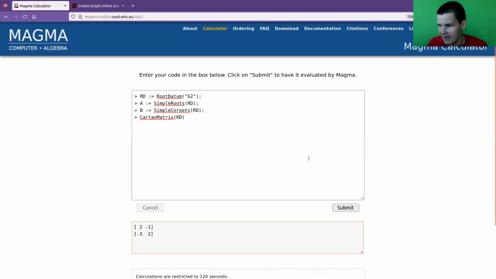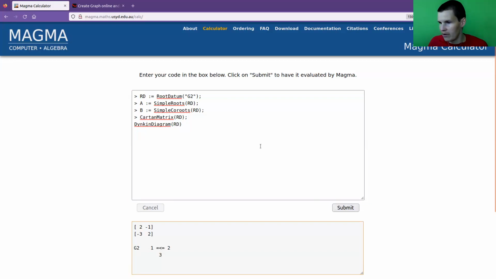It is just this Cartan matrix. What is the Dynkin diagram of this type? The Dynkin diagram of my friend RB. Let's have a look. I definitely want to put a semicolon here. Yeah, that looks like G2.